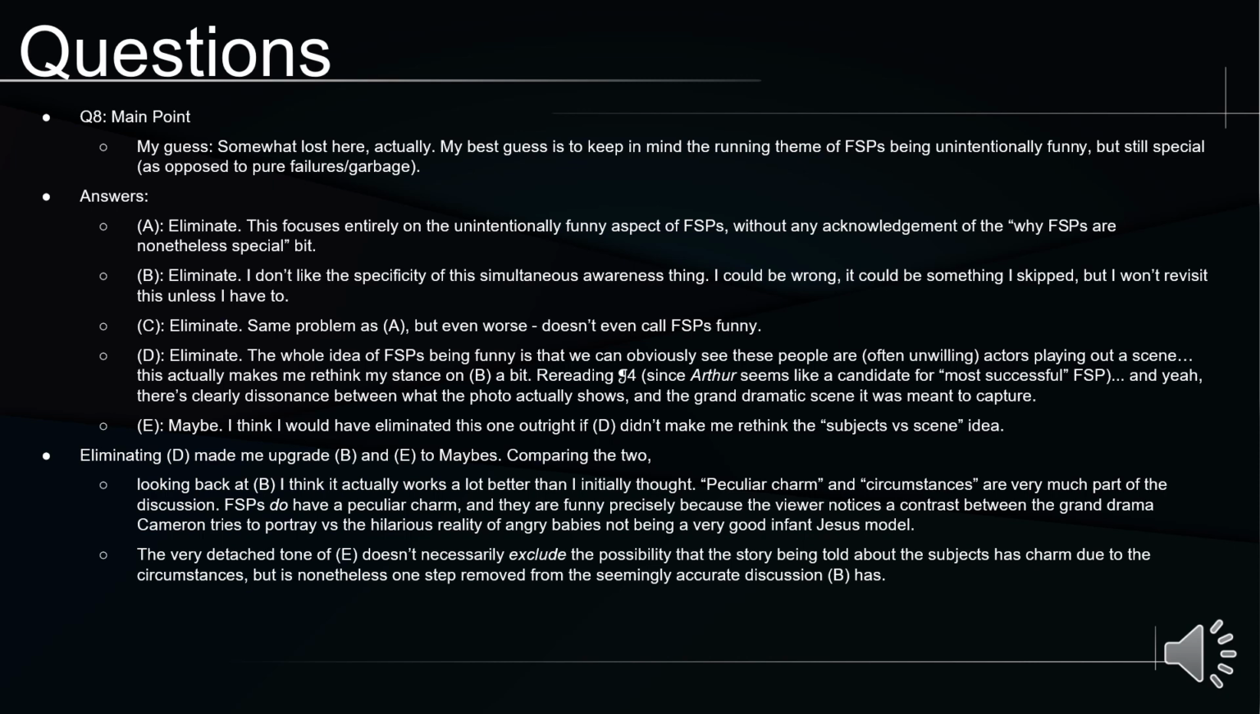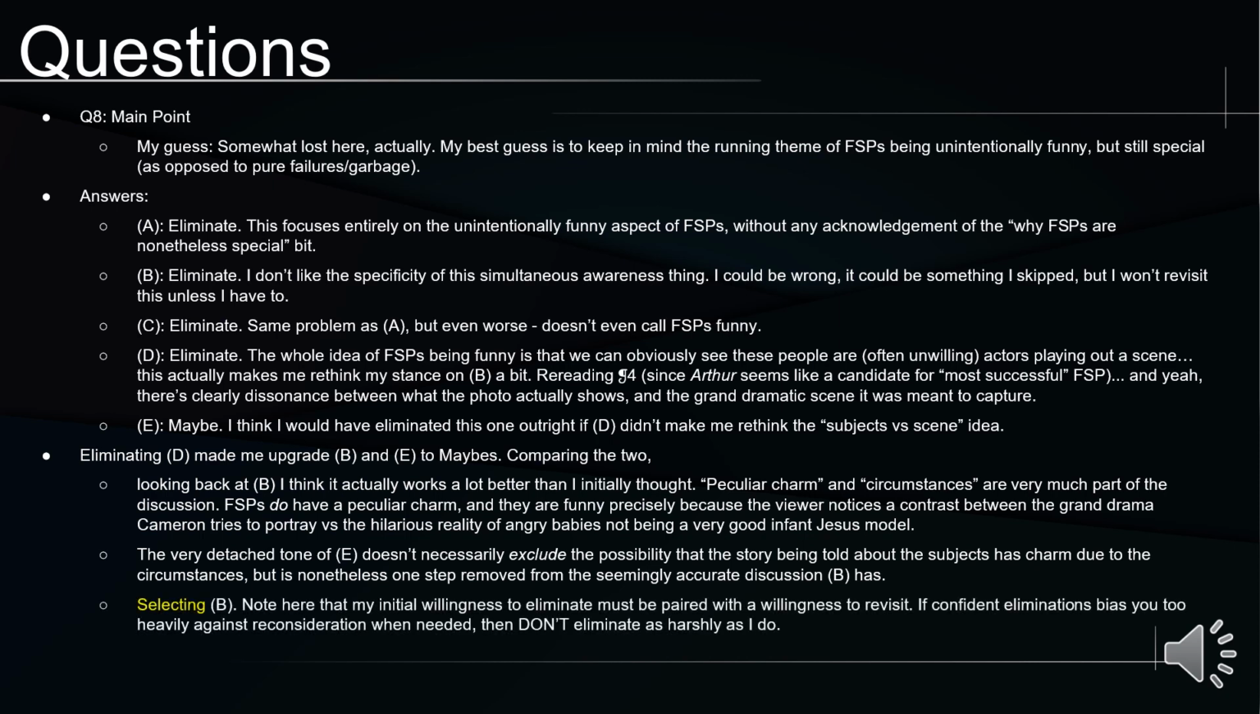exactly where the peculiar charm comes from, where they're funny because we notice that contrast between the grandiose vision that Cameron is trying to come up with versus what the actual reality of what she's working with is putting forward. Unhappy models and unprofessional models, amateurs basically. And so E has a lot of the same elements of B, but it just removes itself from the discussion. So if I have these two left, I'm actually just going to pick B. So yeah, I would select B.